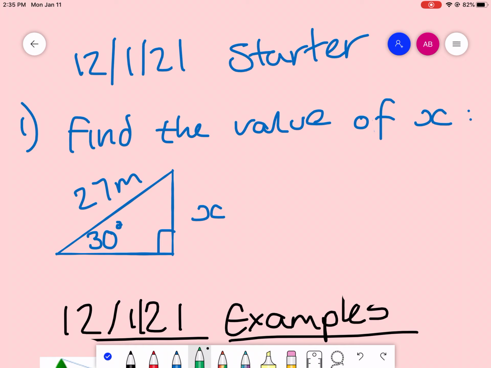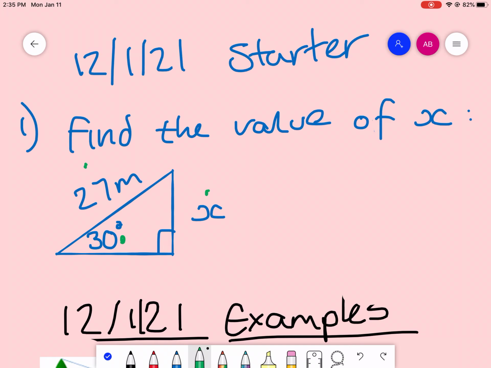So we've got a starter here. If you're watching this on YouTube, can you please pause the video just now and complete this starter and then restart it again to get the final answer. So I'll go with that just now. We're using SOH CAH TOA to find the missing side here because we have two sides and an angle.